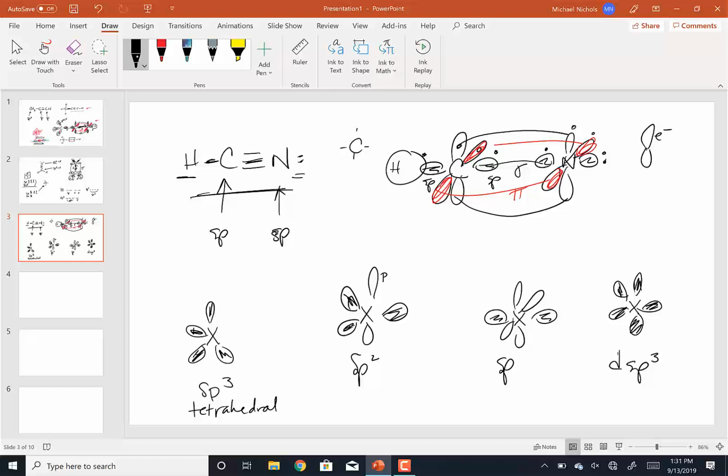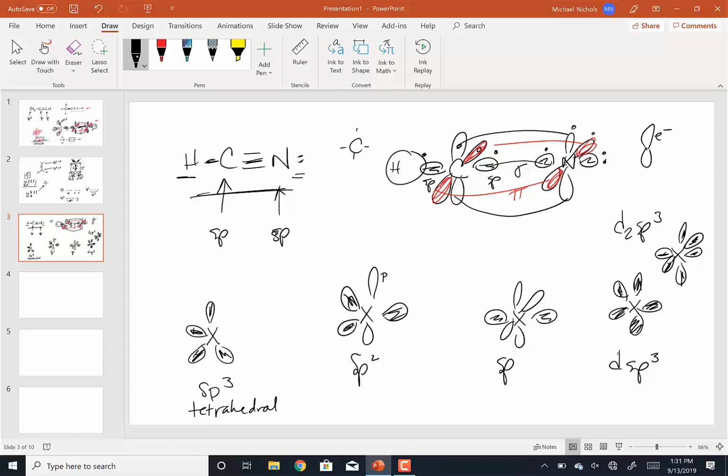And then what would d2sp3 look like? I'm going to have 6 lobes of electron density around it, and in this case all of those lobes are going to be shaded because there's 6 hybrid orbitals. Again, no unhybridized p's.